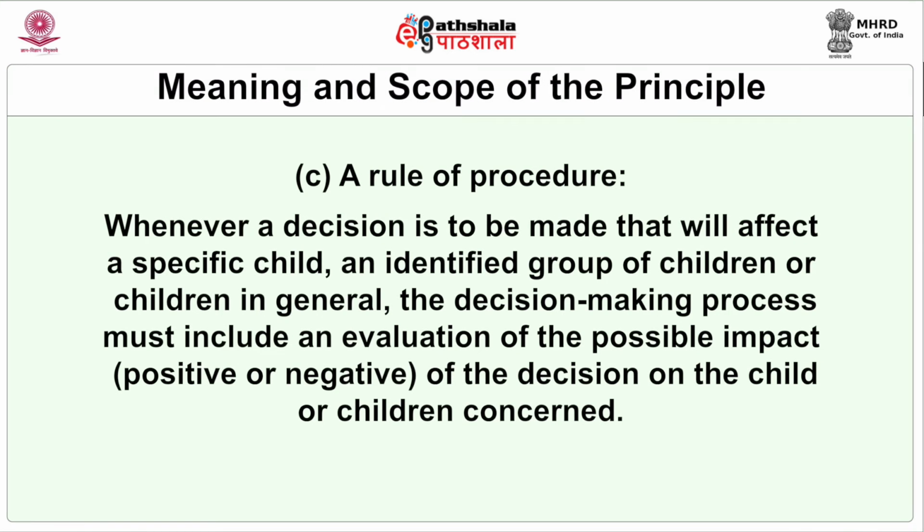C. A rule of procedure. Wherever a decision is to be made that will affect a specified child, an identified group of children, or children in general, the decision-making process must include an evaluation of the possible impact, positive or negative, of the decision on the child or children concerned.